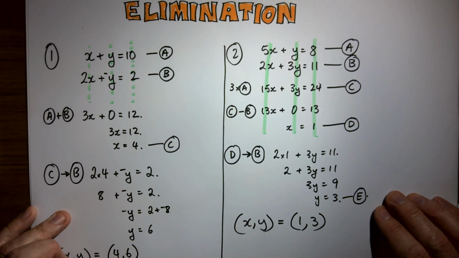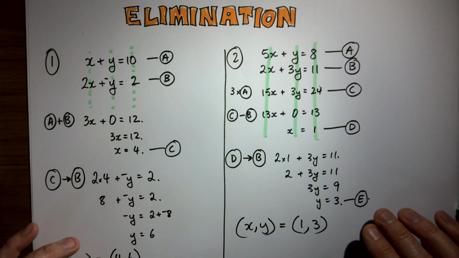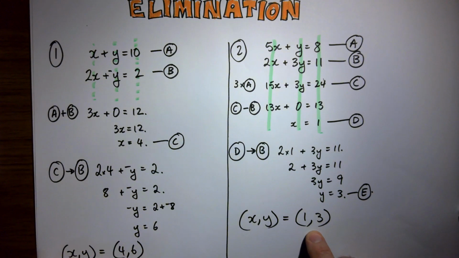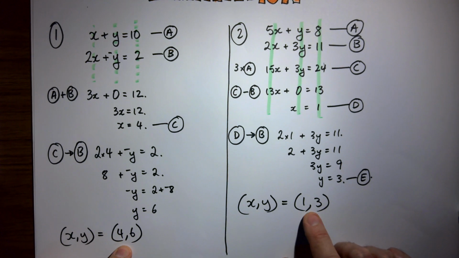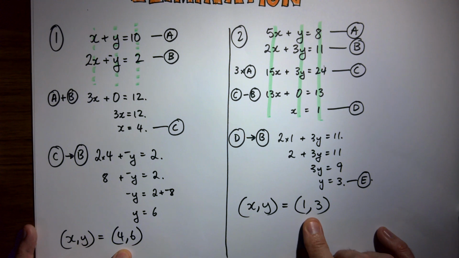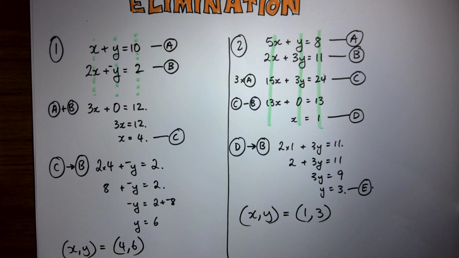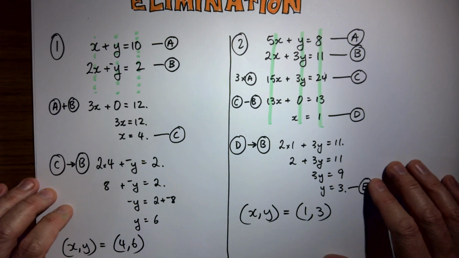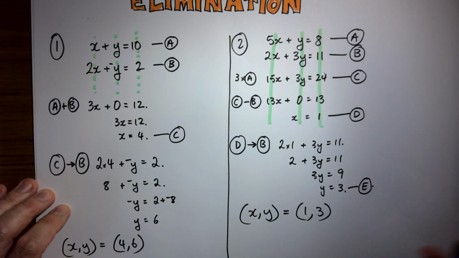Keep in mind too, the vast majority of things in the textbook are rigged so that there'll be nice neat answers. You're not going to get 6.814 as an answer. In real life you would, but stuff in the textbook's rigged, so you're going to get nice neat answers. Could be some negatives in there, but they'll be nice whole numbers. Okay, that's elimination.